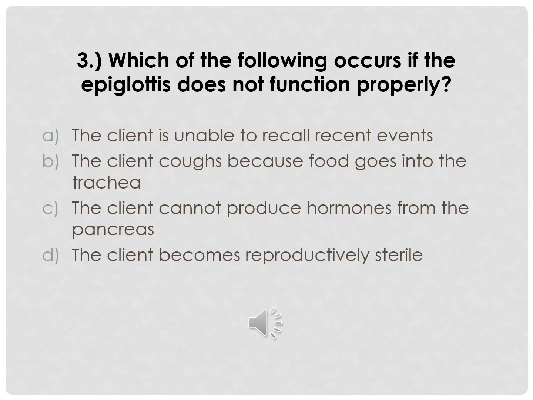Each time you swallow food, the epiglottis comes over the trachea and prevents food from going into the windpipe. So I think letter B best supports that. The client coughs because food goes into the trachea.